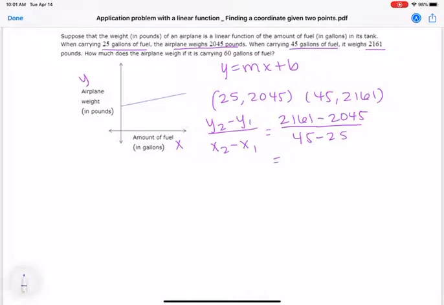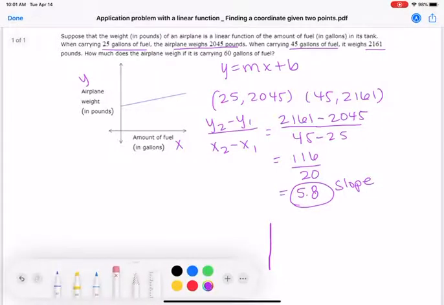2161 minus 2045, I get 116. And 45 minus 25 is 20. And then we just go ahead and divide: 116 divided by 20 ends up being 5.8. So now we know what our slope is. Okay, I'm going to circle that. And slope is m.